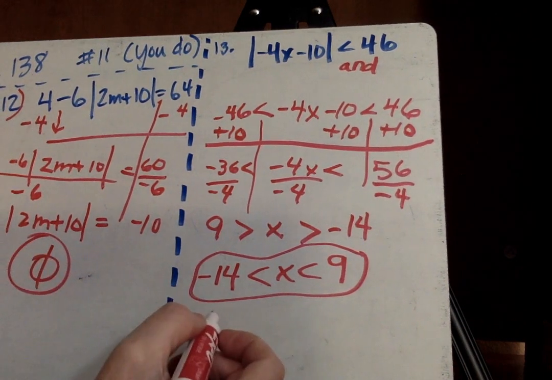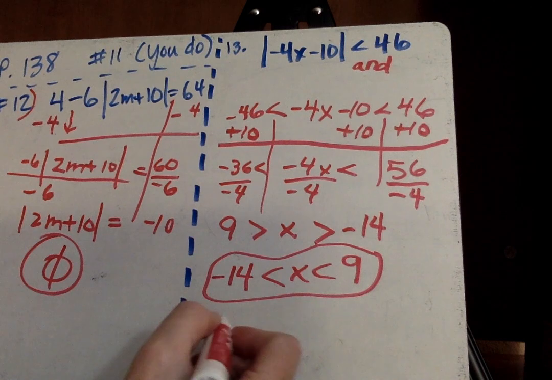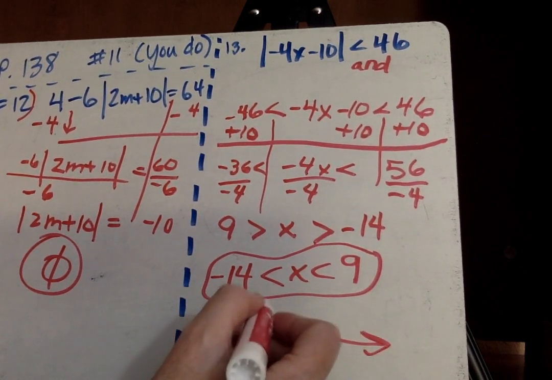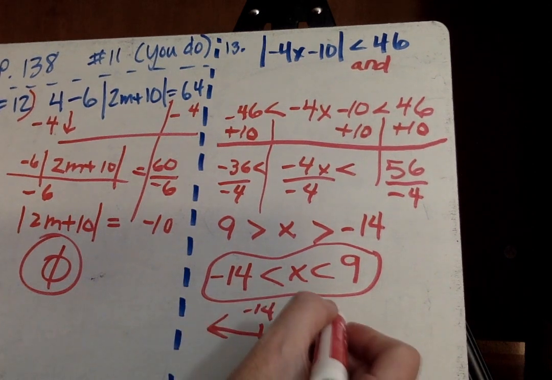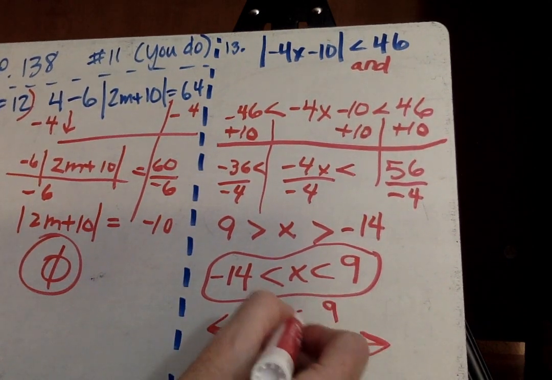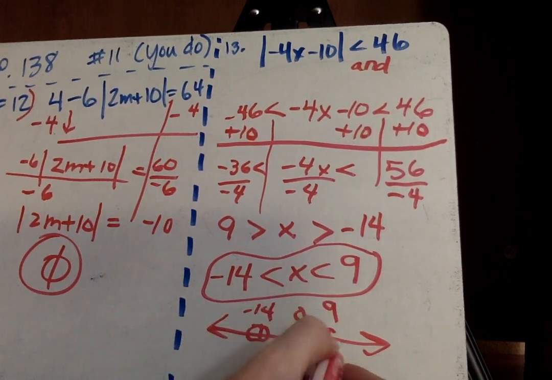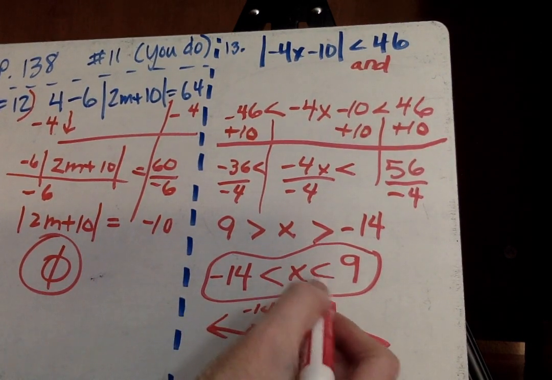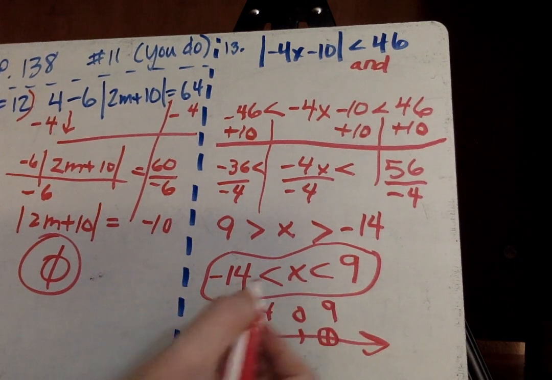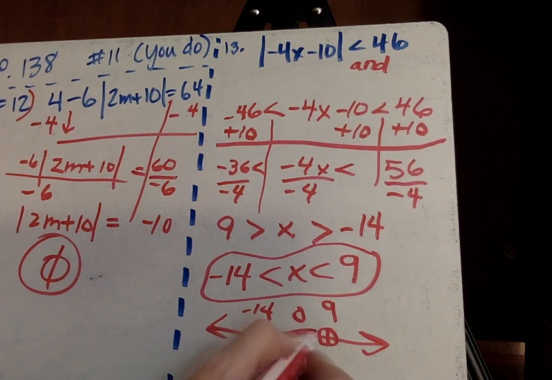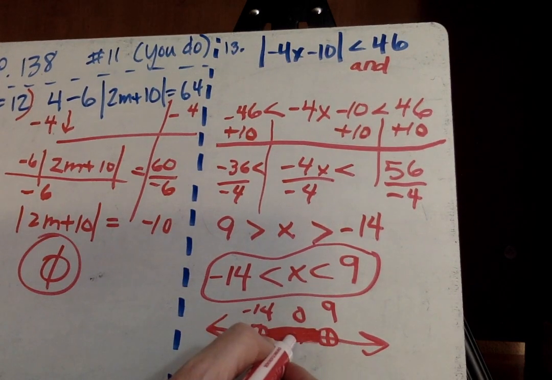So number line, again, I will go ahead and put my number line. Negative 14. Is it an open or closed dot? Open dot. 9 open dot. Why? Because it's just less than. It's not or equal to. And if it's an and, in general, it's shaded in between.